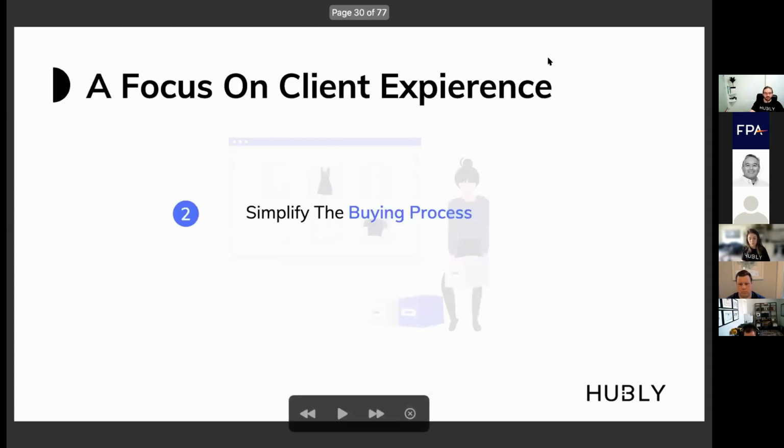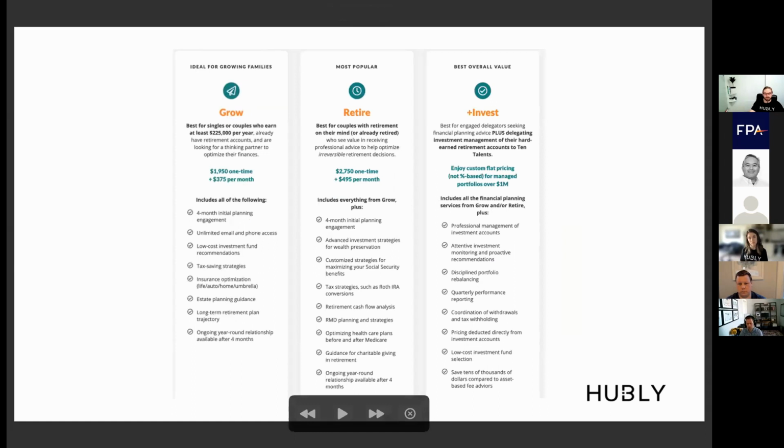And I think this need for simplifying the buying process is really important. And we need to think about that as financial advisors. How can we do that? And we need to keep this top of mind. I interact with hundreds of advisors over the course of a month. And one of my favorite ones I've actually seen is a financial advisor who's really packaged his services the following way. He has his grow, retire, and invest package, where he's really provided clarity in a lot of what you're going to receive as part of those different packages.